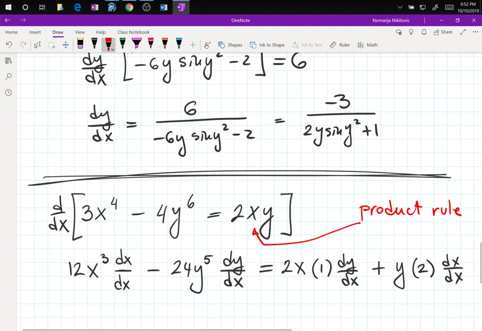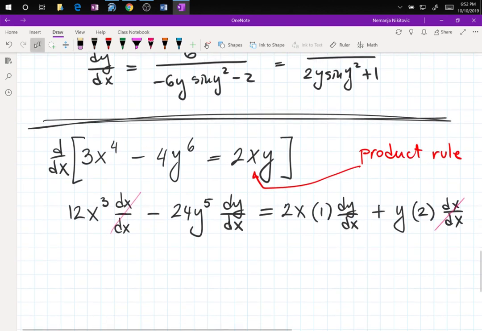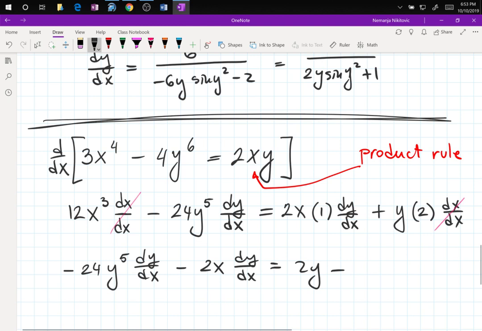Well, over here I took the derivative in respect to y, so derivative of y is 1. And I took derivative of y in respect to x, so dy dx survives. Over here I took the derivative of 2x, which is just 2, dx dx, it's canceling. All right, now we do some algebra here. We have all of the terms with dy dx on the left. So negative 24y to the 5 dy dx minus 2x dy dx equals 2y minus 12x cubed.